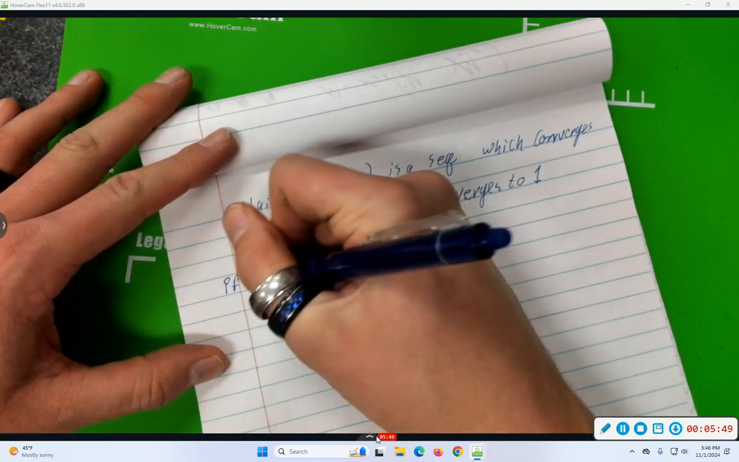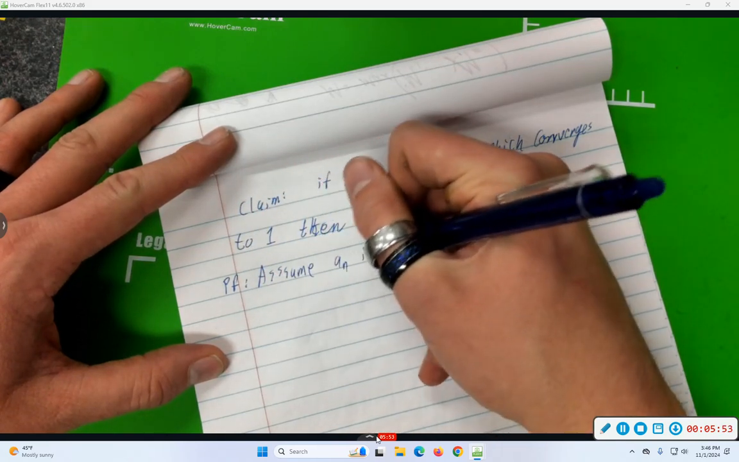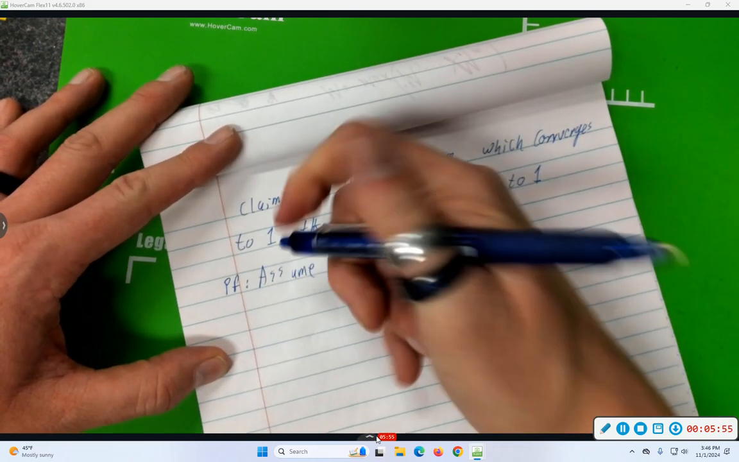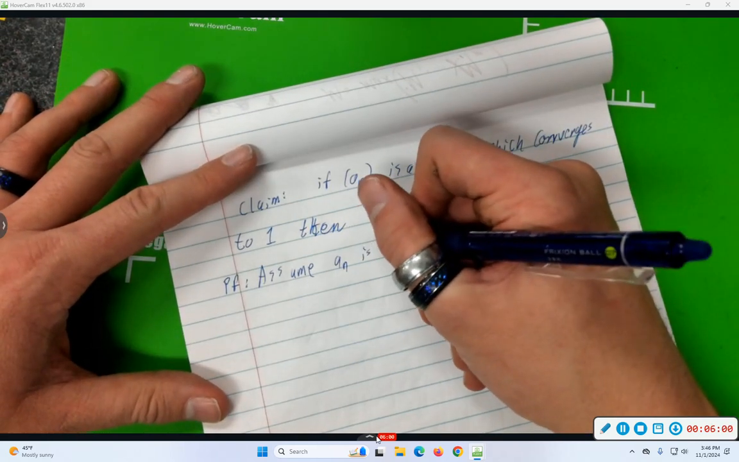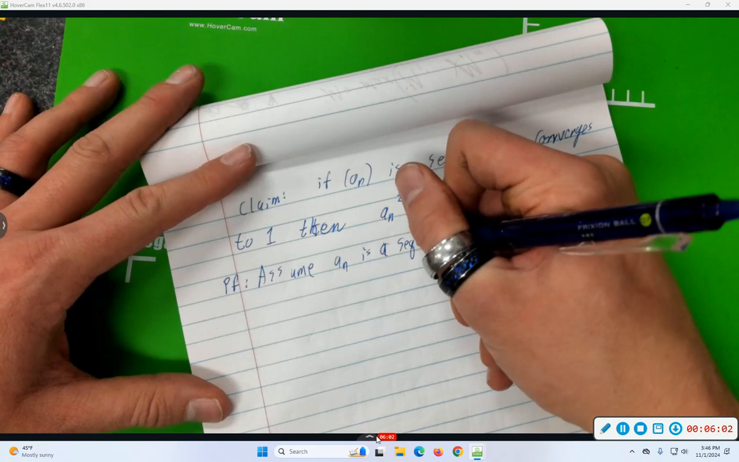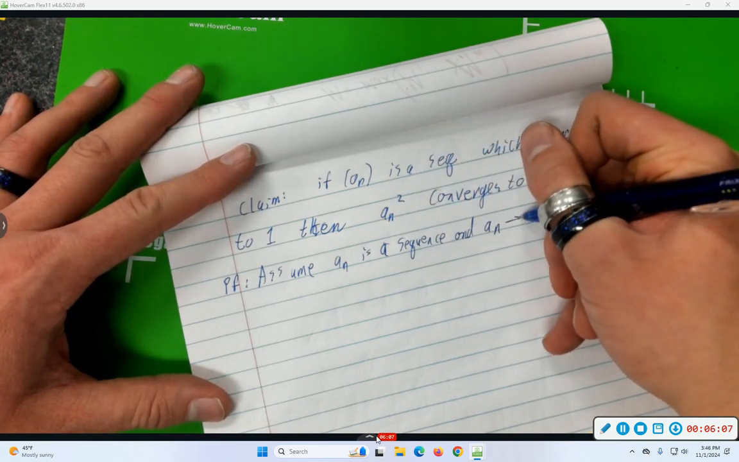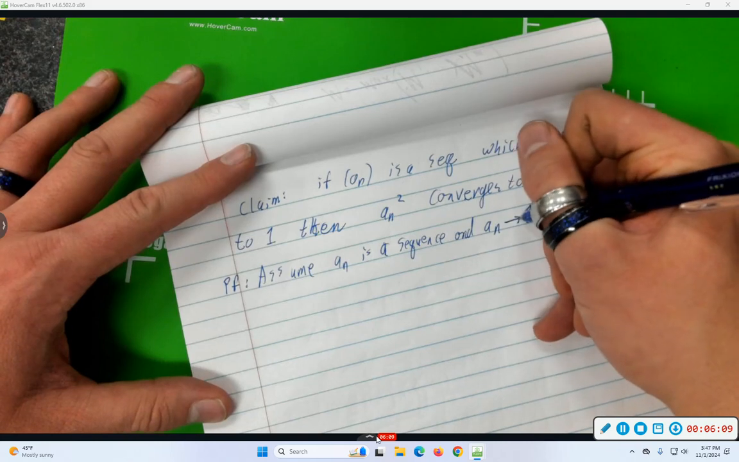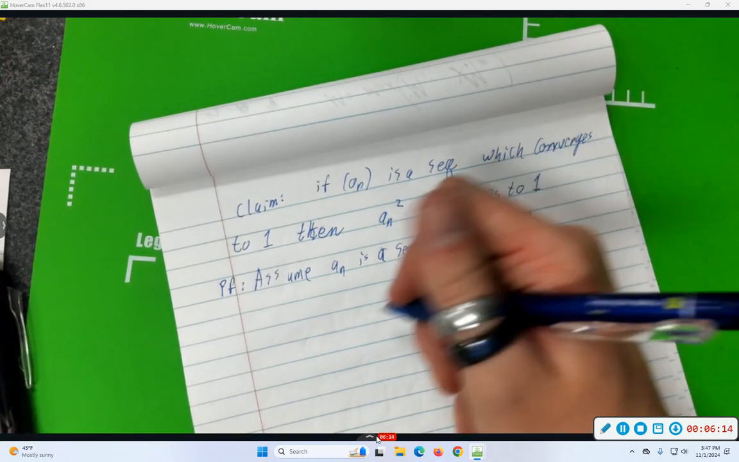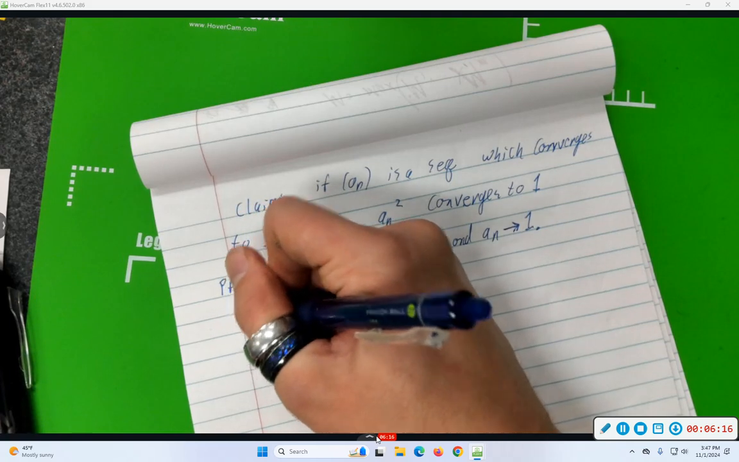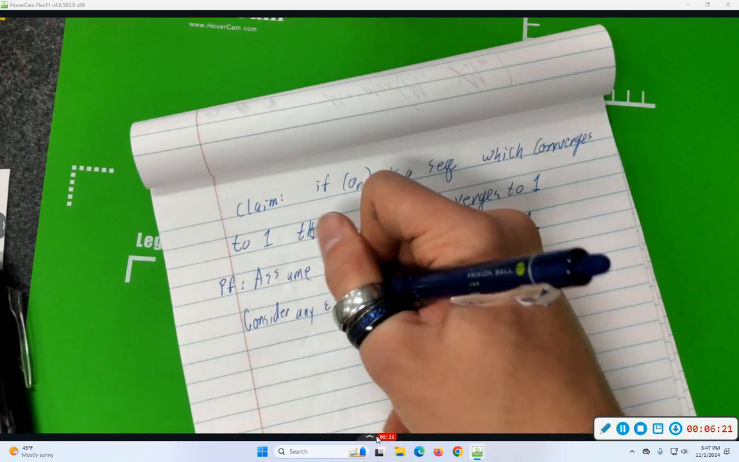Proof. So what do we get to assume? a_n is a sequence, and a_n converges to 1. It's nice to have this little shorthand so you don't have to say "converges to" so often. We will now consider any epsilon bigger than 0.